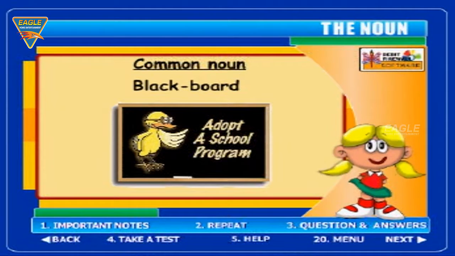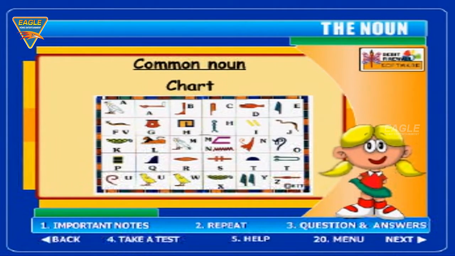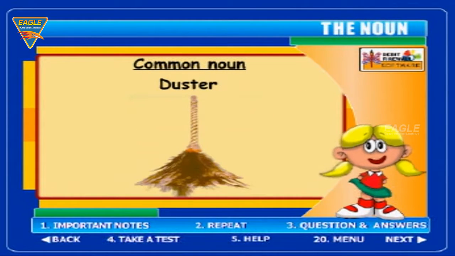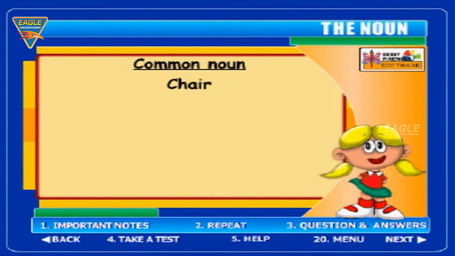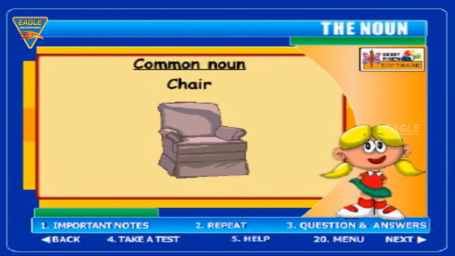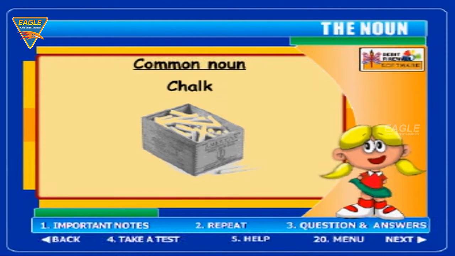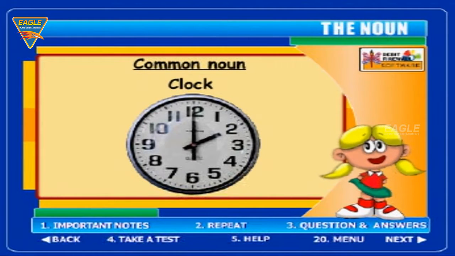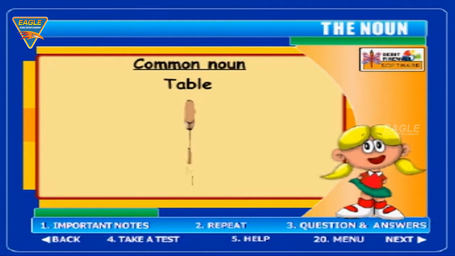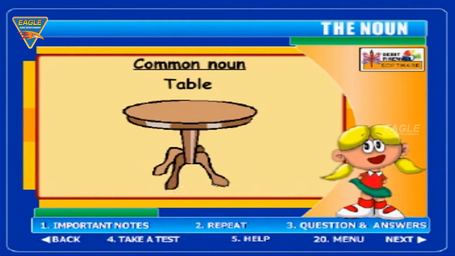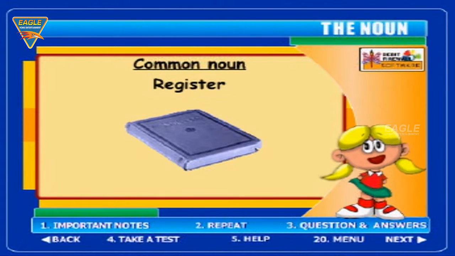Blackboard, chart, duster, map, air, chalk, clock, desk, table, register.